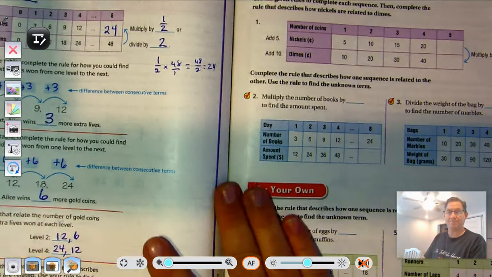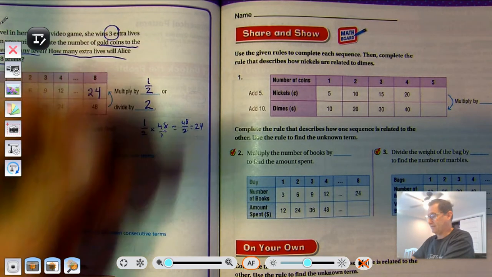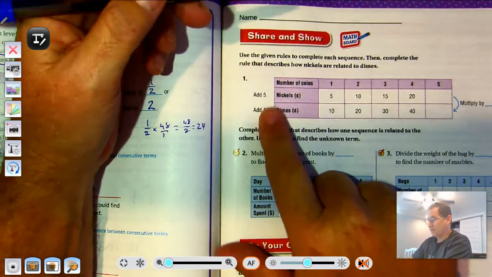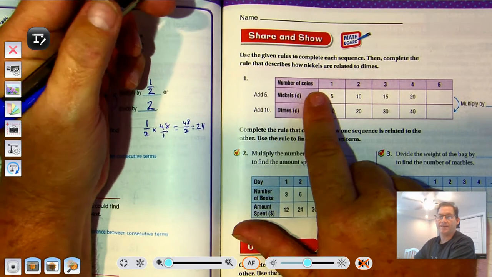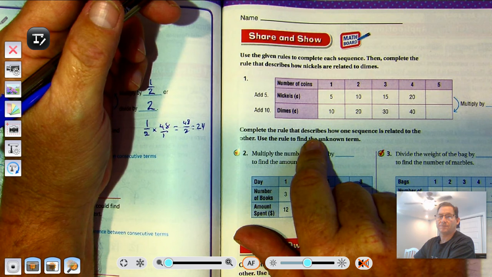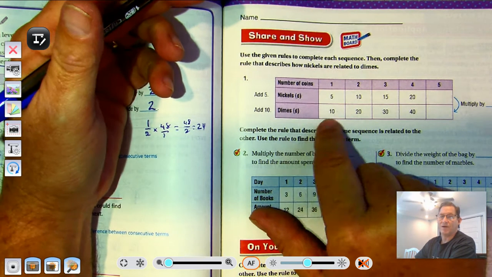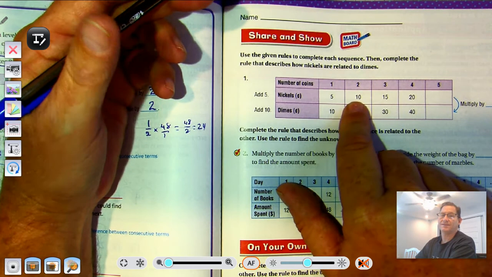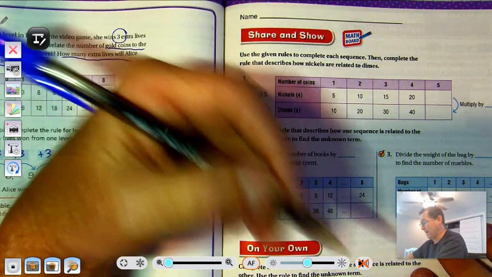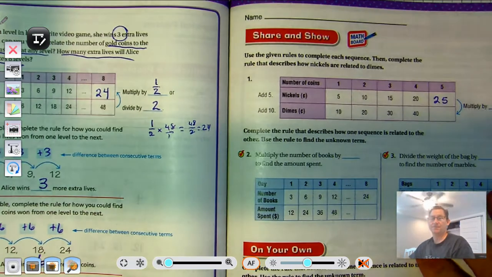Page 409, number 1. So use the given rules to complete each sequence. Then complete the rule that describes how nickels are related to dimes. So it says here, add 5 for every nickel. So if you have 1 nickel, you have 5 cents. If you have 1 dime, you have 10 cents. If you have 2 nickels, you'd have 10 cents. So in other words, we're adding 5 every time we add 1 more nickel. So 5, 10, 15, 20, 25.